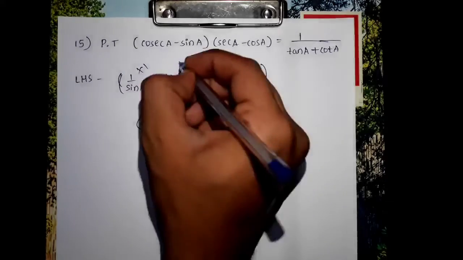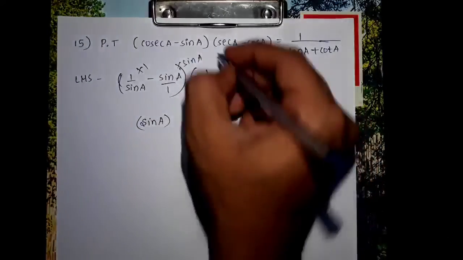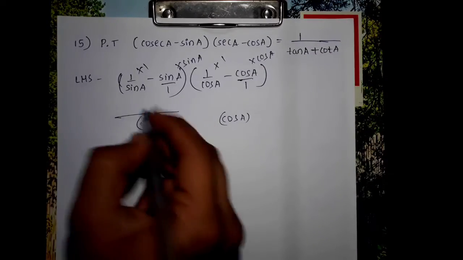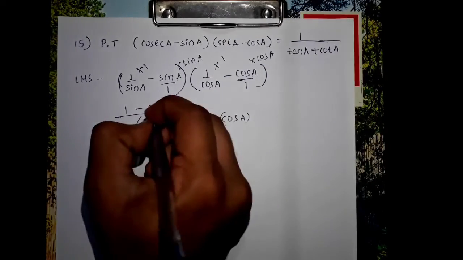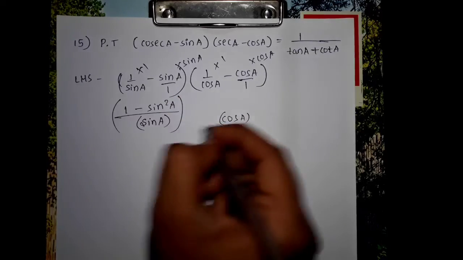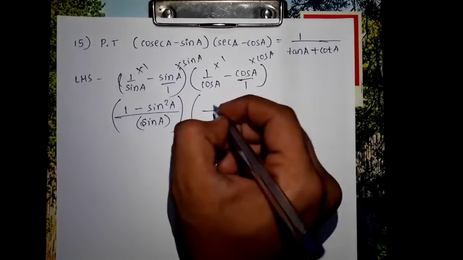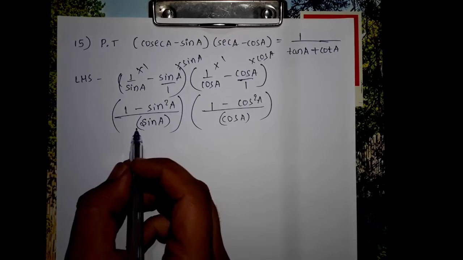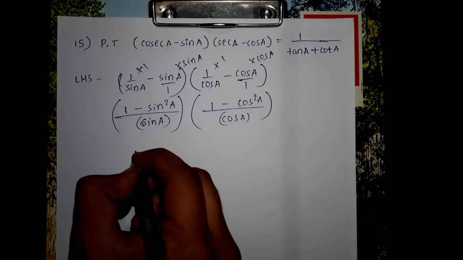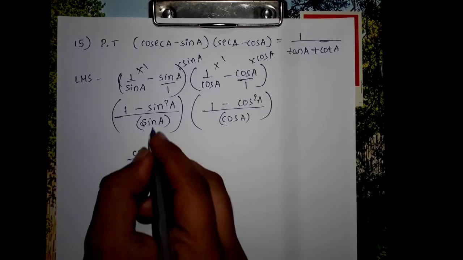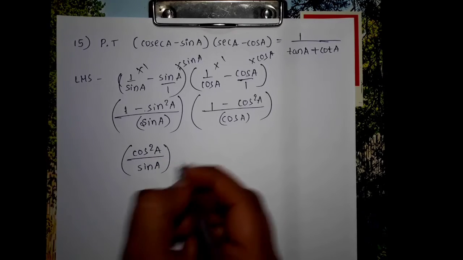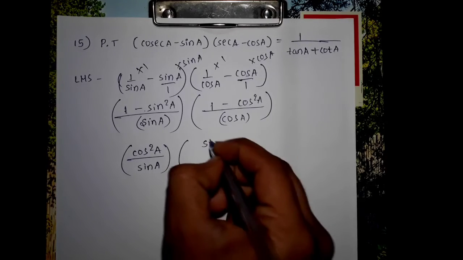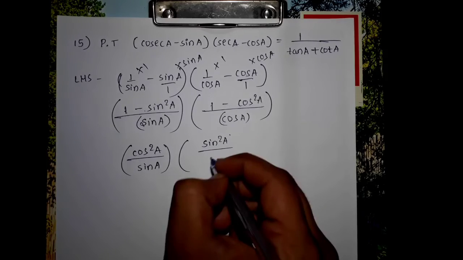Sin a into 1, 1 into sin a. Cos a into 1, 1 into cos A. 1 into 1, 1 minus sin A into sin A, sin square A. Next, 1 into 1, 1 minus cos A into cos A, cos square A. Now by identity we know that 1 minus sin square A is cos square A, divided by sin A. Again by identity we know that 1 minus cos square A is sin square A, divided by cos A.